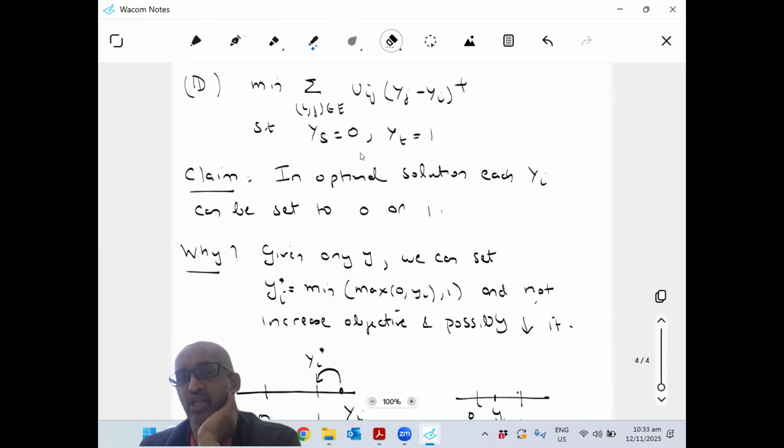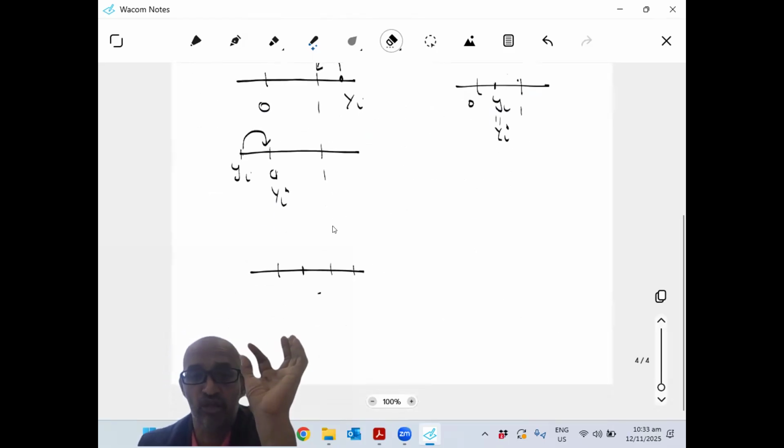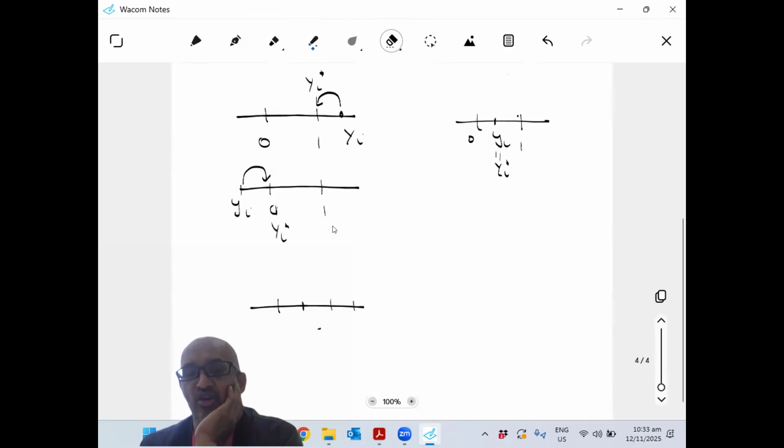Okay. If you look at the objective function here, there is a positive contribution to the objective only when yj exceeds yi. Otherwise, if yj is below yi, the contribution is 0 to the objective. So let's think of the cases when yj exceeds yi. Let's say this is yj. Let's say this is yi. This is 0, 1. So what is the contribution to the objective?